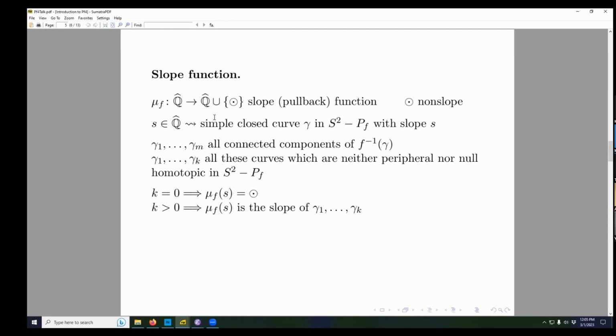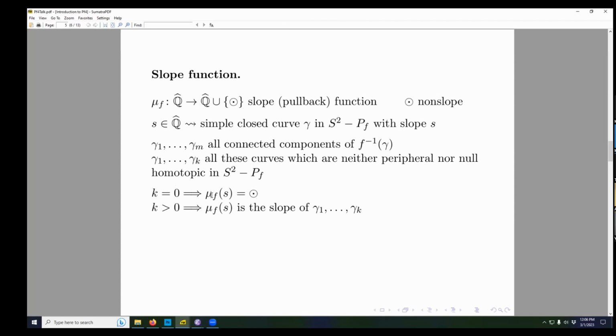Let's pull back gamma by F and look at all the connected components. Gamma 1 through gamma n are all the connected components of the inverse image, indexed so that the first k of them are exactly those connected components which are neither peripheral nor null homotopic. It's possible that there are none of the latter curves. It's possible that every connected component is peripheral or null homotopic. That's the case in which k is 0. And in that case, the slope function is simply defined to be the non-slope. This is the reason for introducing the non-slope.